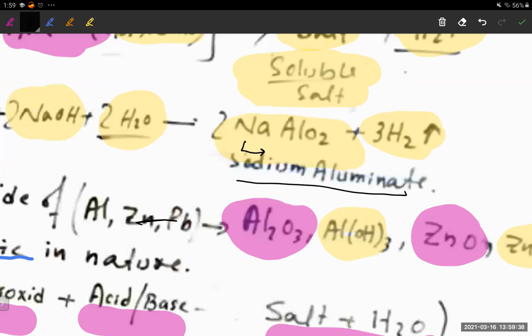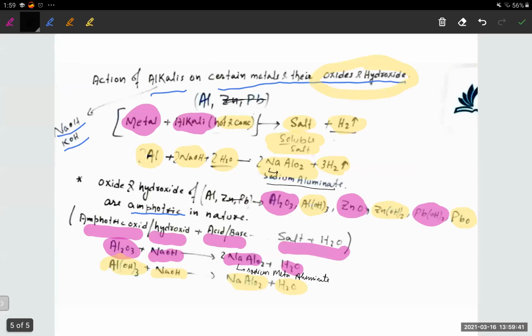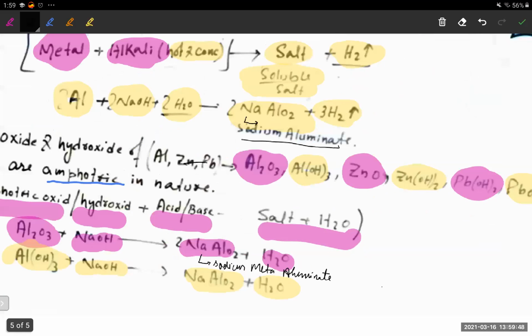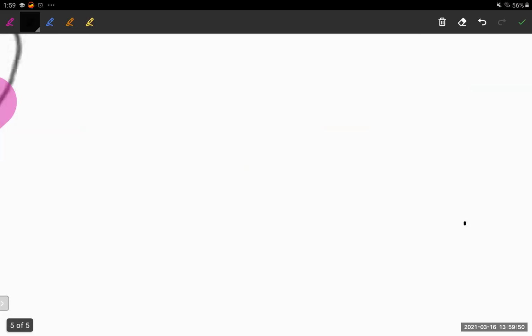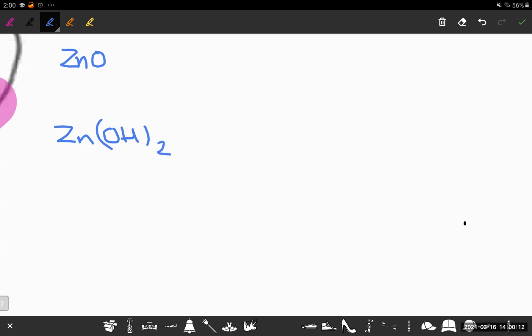Now let's see what happens with lead oxide, lead hydroxide, and zinc oxide and zinc hydroxide. I've not mentioned that in this slide because I thought that it's not in the syllabus anymore, but let's discuss it anyway. So first, let's come to zinc. Zinc oxide will be ZnO. Zinc hydroxide will be Zn(OH)2.